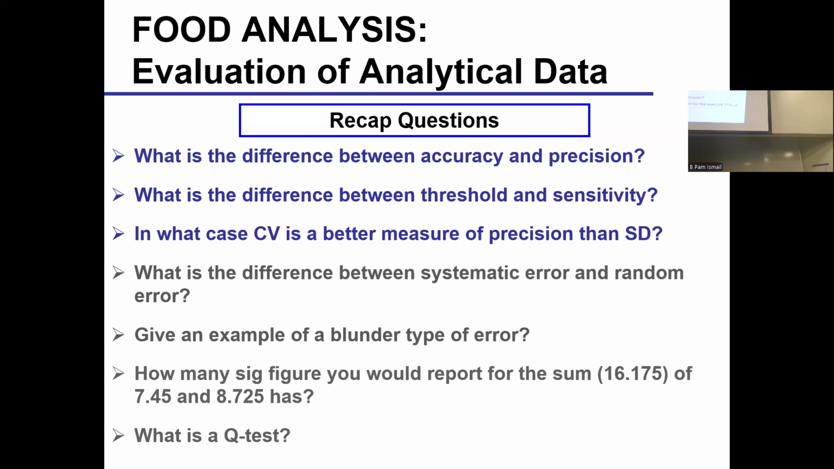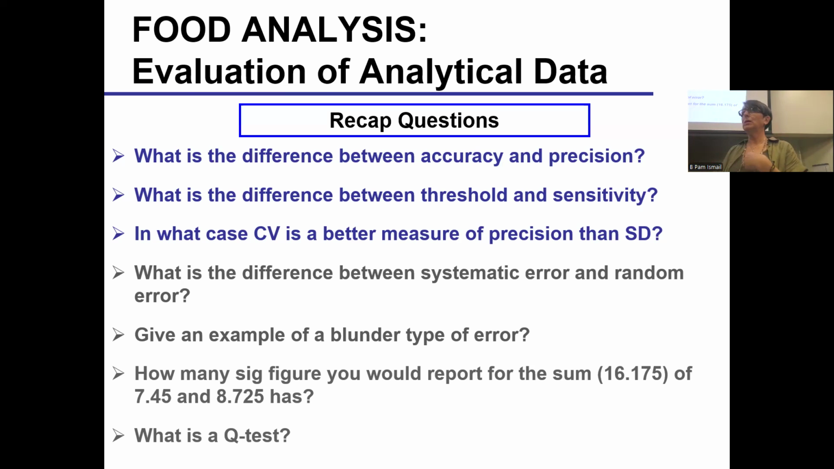So the threshold of detection. Some methods have, let's say, milligrams per liter as a threshold, not nanograms. Other methods you can go as low as nanograms per milliliter, or even lower, especially if you're doing GC, for example for flavor analysis. You can go very low and you have very low detection limits. So detection limit and threshold can be used interchangeably in food analysis or in analysis in general. Okay, sensitivity.